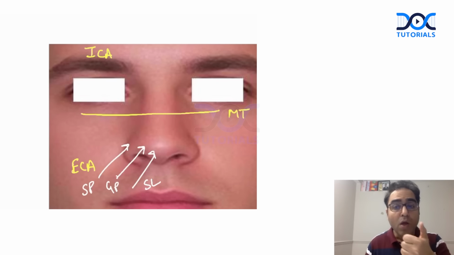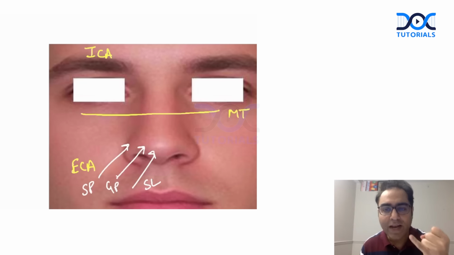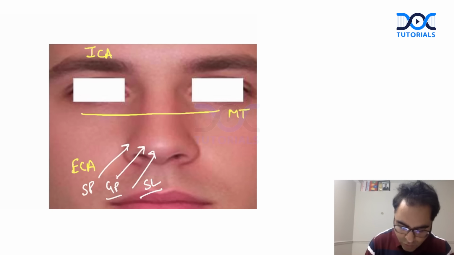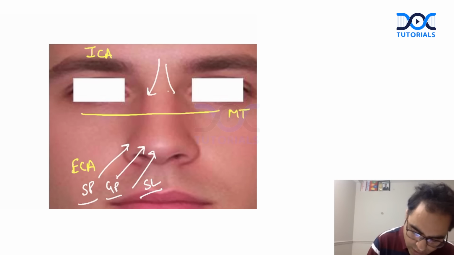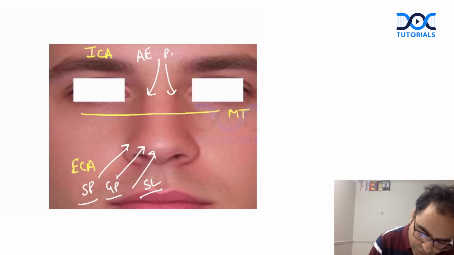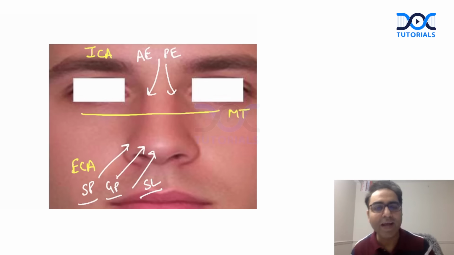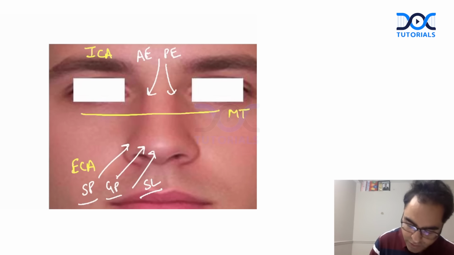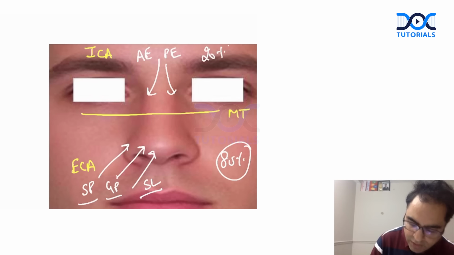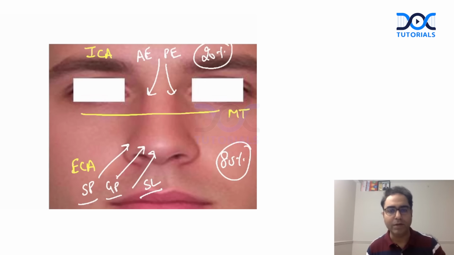Okay, let's revise. What are the three arteries of ECA? Superior labial, greater palatine, sphenopalatine. And from the ICA, two arteries come down with it. What are the two arteries? Anterior ethmoidal and posterior ethmoidal artery. Why? Between the two orbits, which bone is there? Ethmoid bones. What is the name of the artery? Ethmoidal artery. Anterior ethmoidal, posterior ethmoidal artery. But please don't forget, ECA is 80% of the circulation, major circulation. This is only 20% circulation, and this is above the level of the middle turbinate.